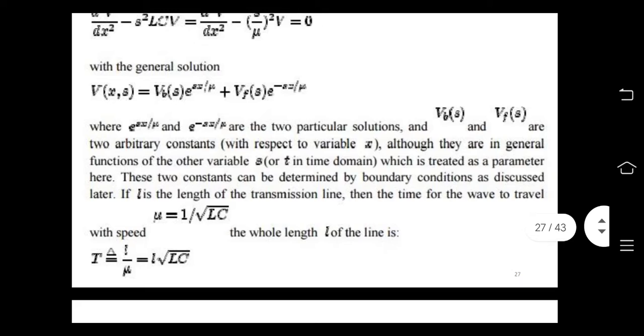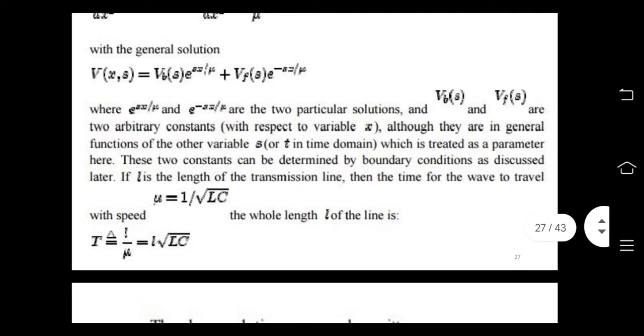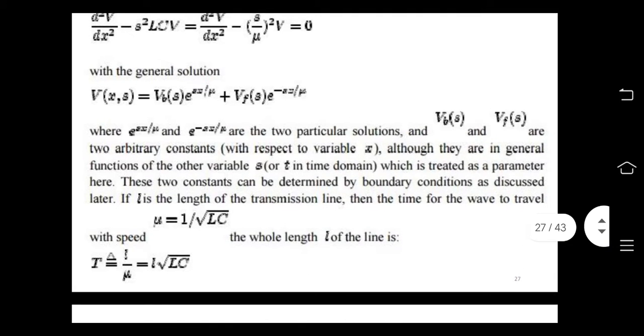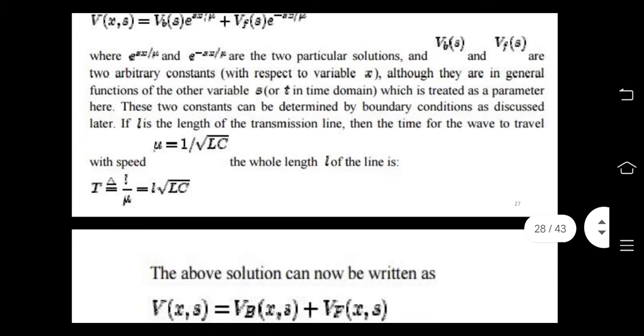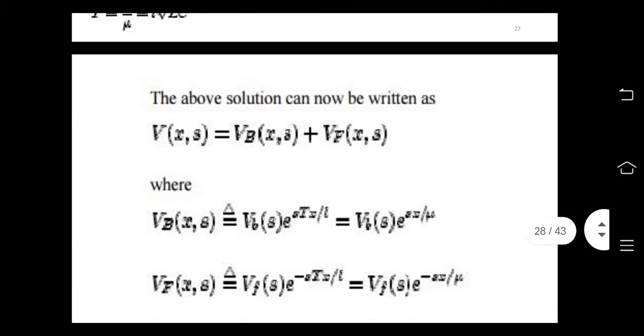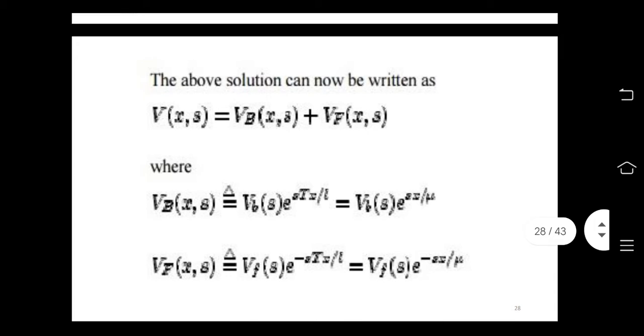So the whole length of the line, L, this will be the speed at which it follows. So the time will be approximately equal to 1 by mu, that is L by mu, which is equal to L into square root of LC. So the above solution can now be written as V of x comma s, the forward and backward voltage in terms of x comma s, which are the two variables.